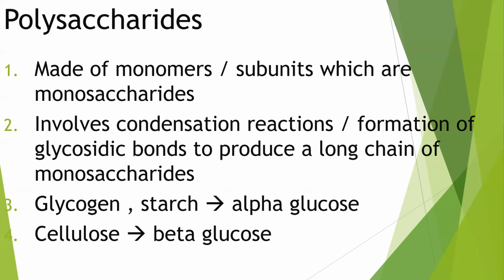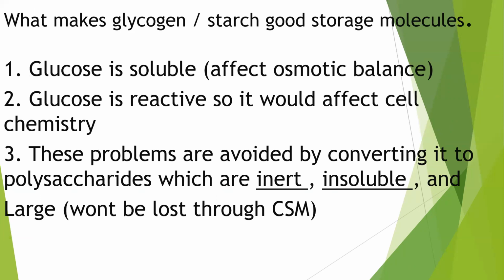And they usually involve condensation reactions or formation of glycosidic bonds between the monosaccharides. And glycogen and starch are made from alpha glucose, and cellulose is made from beta glucose. So let's talk about these structures more in depth now.